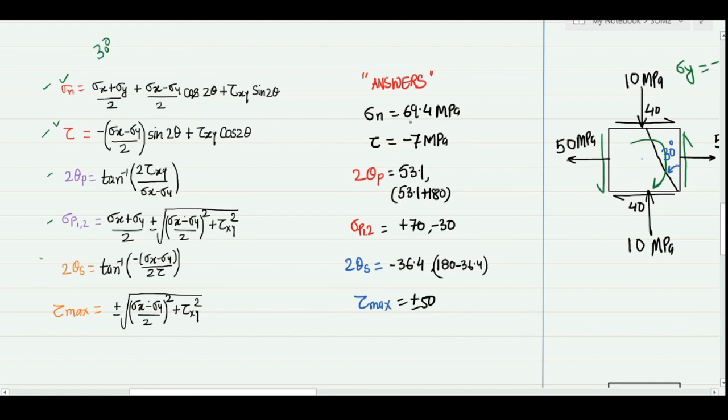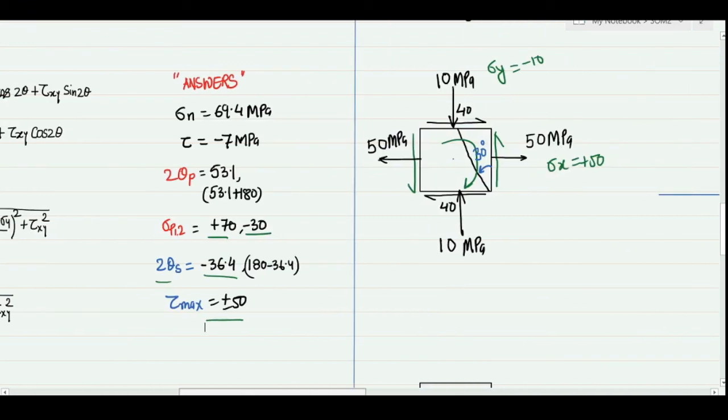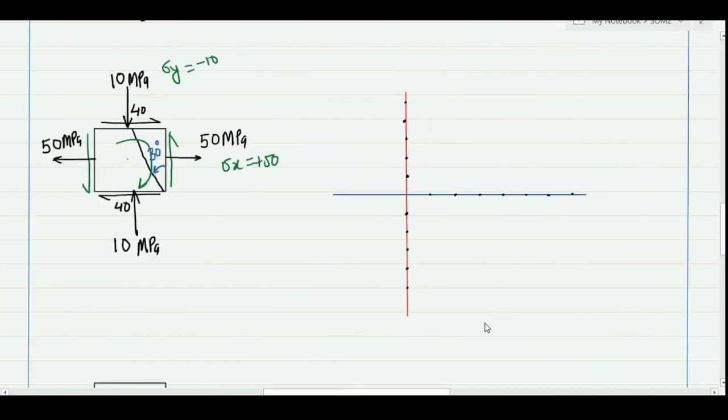So normal stress was 69.4, the shear was -7, the principal plane position was 53.1. This was the magnitude of the two principal stresses. This is the position of the maximum shear stress plane, and this is the value of the maximum shear stress. So here also let's try to construct the Mohr circle and try to find the different stresses.